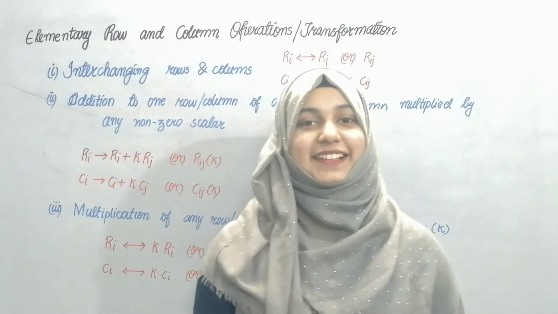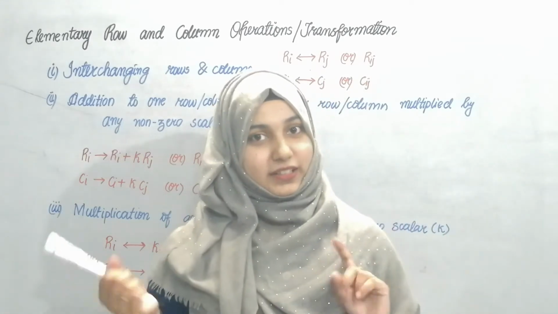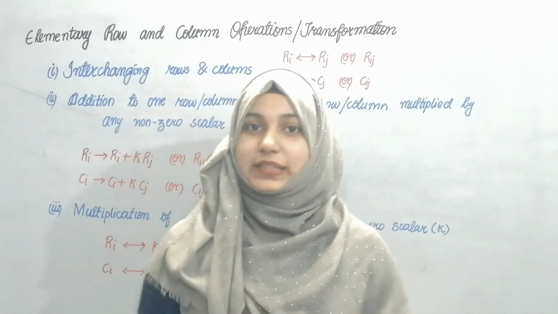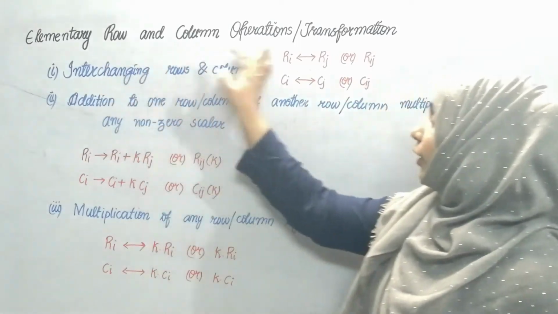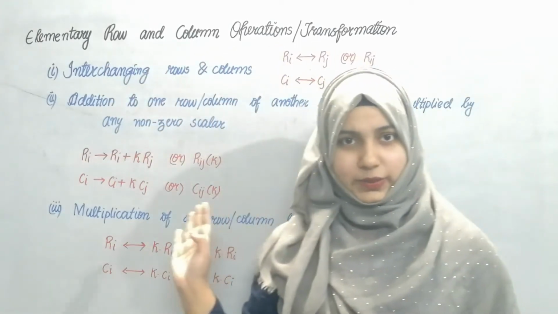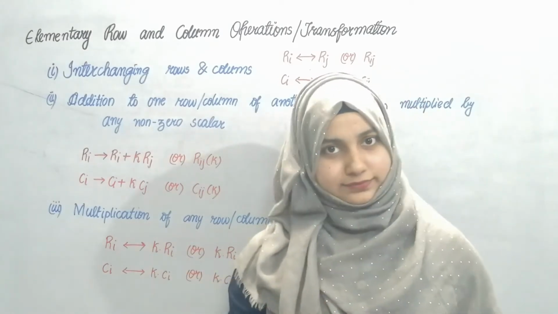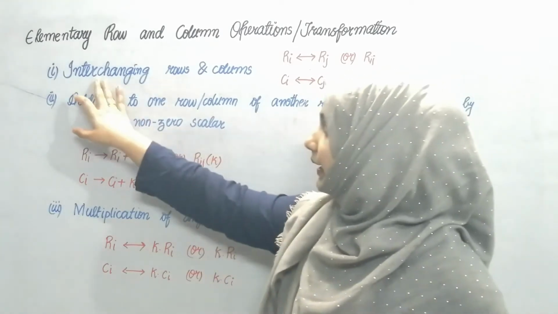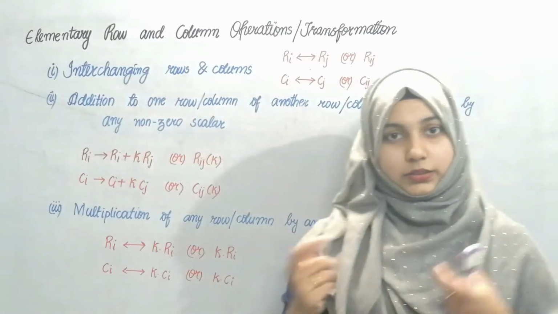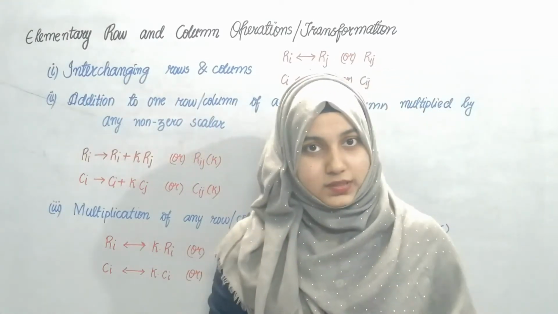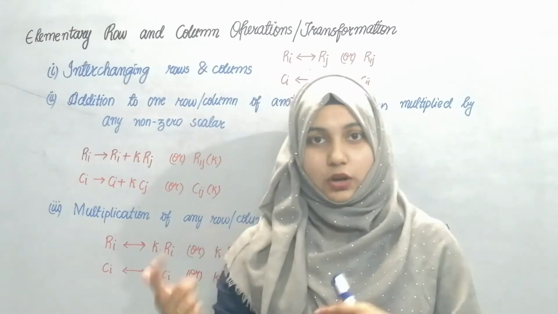Assalamualaikum everyone. Okay, before heading towards rank, how to find a rank, we'll see what is elementary row and column operations or transformations. Okay, it is very simple. We have got only interchanging, adding and multiplying. Okay, so let's see one by one. Interchanging rows and columns. You're going to interchange either two rows or two columns.